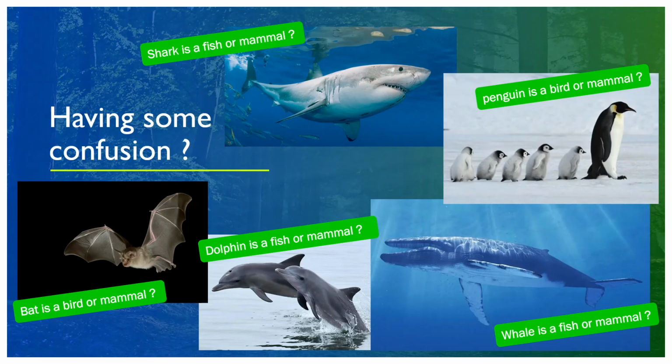Okay, the last one is the Batman. Okay, bat. Is a bat a bird or a mammal? Okay, we know that Batman is a human, and of course, humans are mammals. But don't get it wrong. Even though humans are mammals, we are not animals. Okay, so we are talking now about the animals.